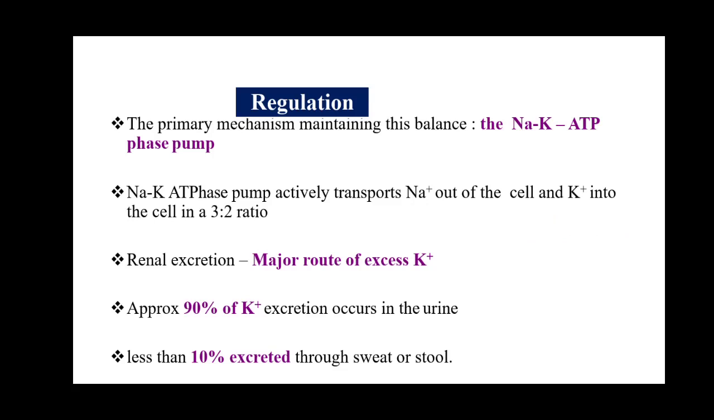The regulation: the primary mechanism maintaining this balance is the sodium potassium ATPase pump. The sodium potassium ATPase pump actively transports sodium out of the cell and potassium into the cell, in a 3:2 ratio of sodium to potassium ions. Renal excretion is the major route of excess potassium. Approximately 90% of potassium excretion occurs in the urine, and less than 10% is excreted through sweat or stool.